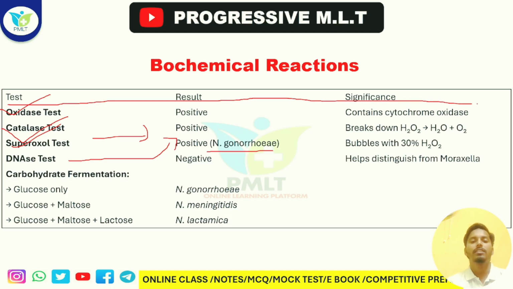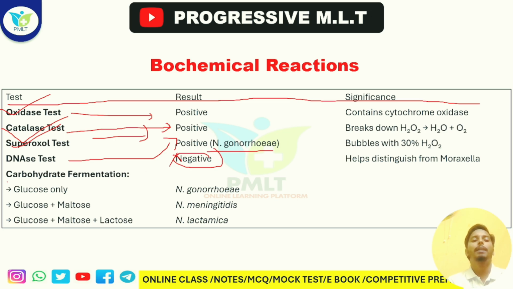Okay, see, so the oxidase test is positive, we have understood. The catalase test is also positive, we have understood. After that, the superoxol test is also positive, but the DNase test is negative. Okay, the DNase test is negative, please keep that in mind.